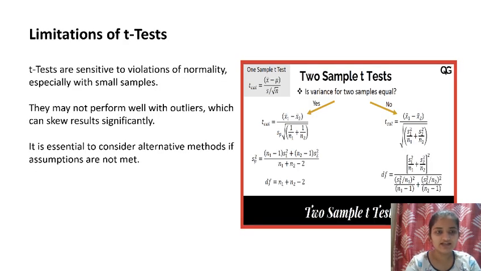Limitations of t-test. T-tests are sensitive to violation of normality, especially with small samples. They may not perform well with outliers, which can skew results significantly. It is essential to consider alternative methods if assumptions are not met.